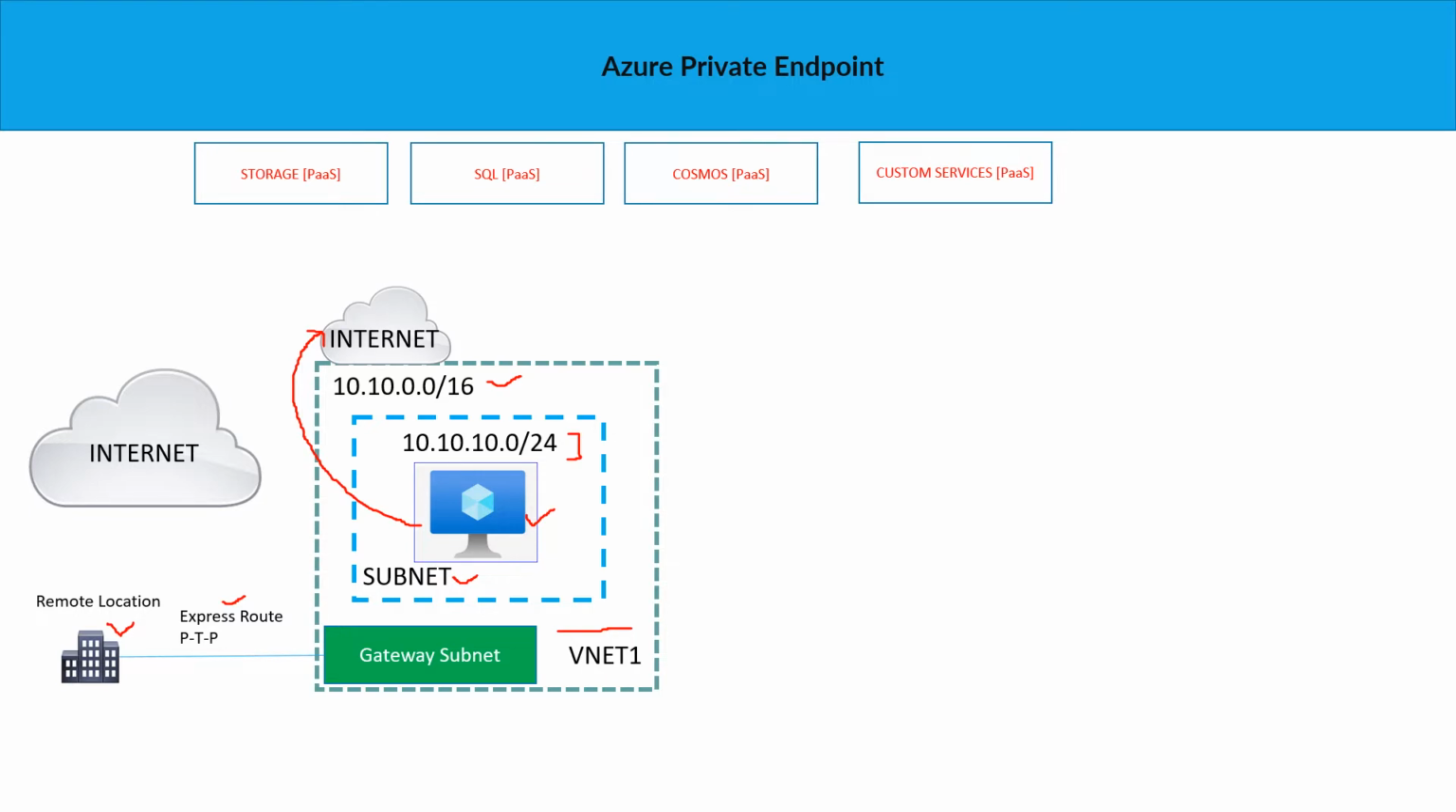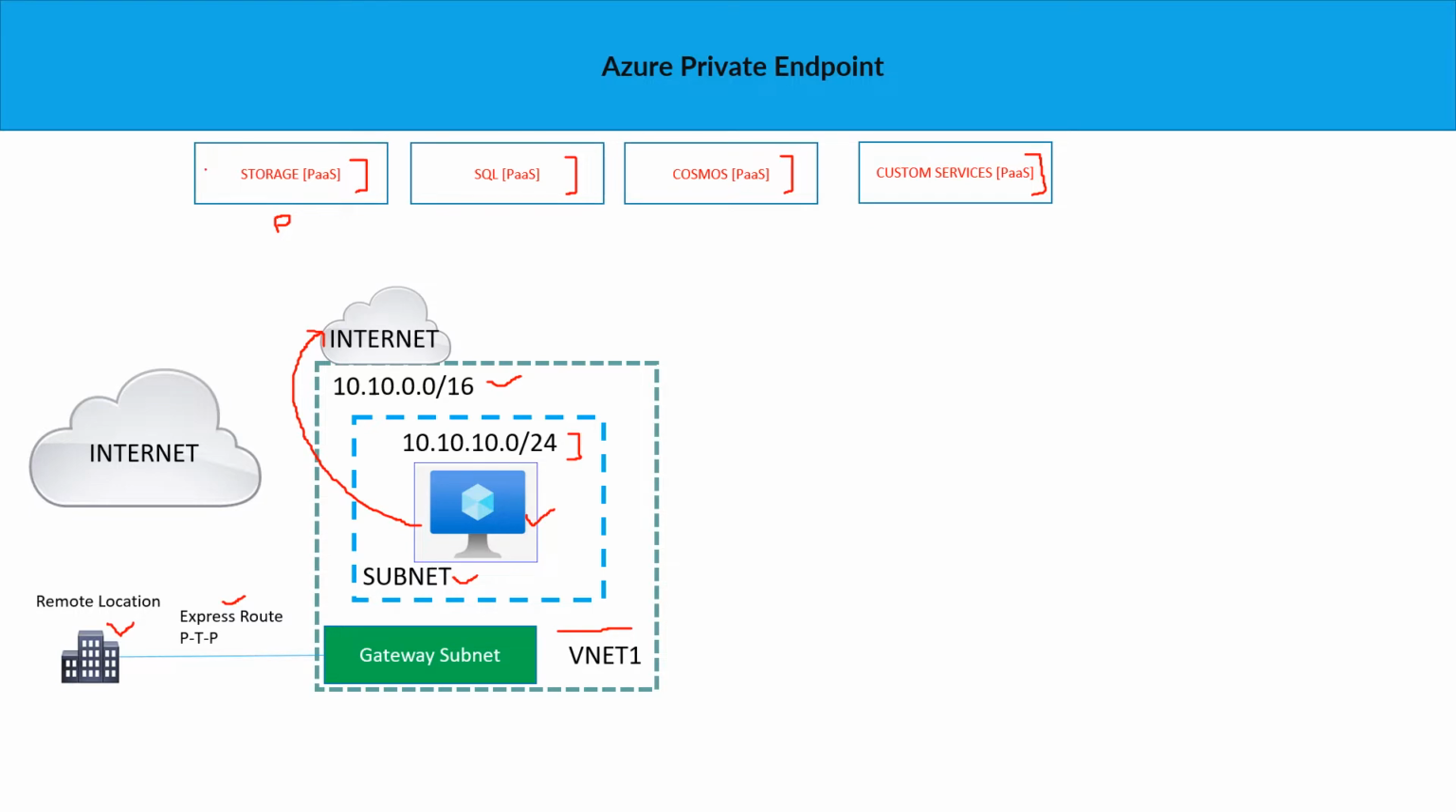So this is one type of service. There's another type of service, and that is platform as a service, which is PaaS. It can be storage, it can be your SQL, it can be Cosmos, and it can be some sort of customized service, maybe a web app. Whenever we provision PaaS, it is not going to have any private IP addresses. It means you're only going to see the public IP address and everything is accessible over the public IP address.